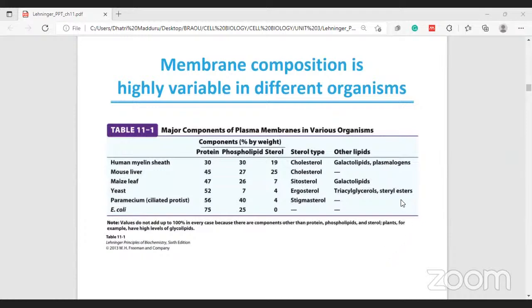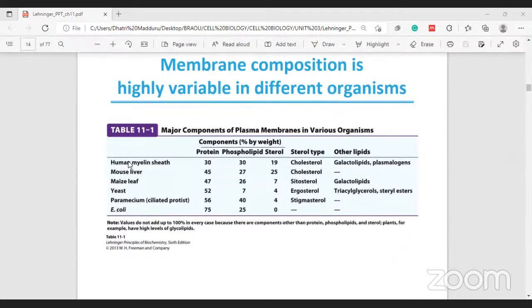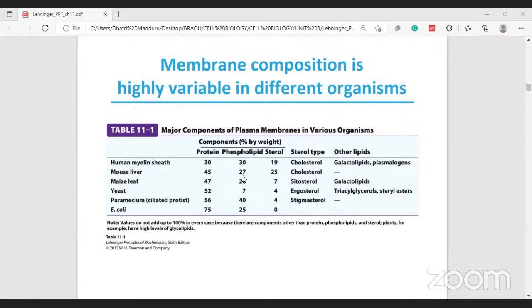Here you can see the type of lipids present. In the human myelin sheath, in neurons, 30% is protein, or 30% phospholipid, and 19% sterols. The major sterol present is cholesterol, and other lipids are galactolipids and plasmalogens. But that is not the case with the others. If you take mouse liver, the components have changed. The percentage of protein has changed, phospholipid has changed, and sterols also. The sterol type is the same, but the percentage is different.